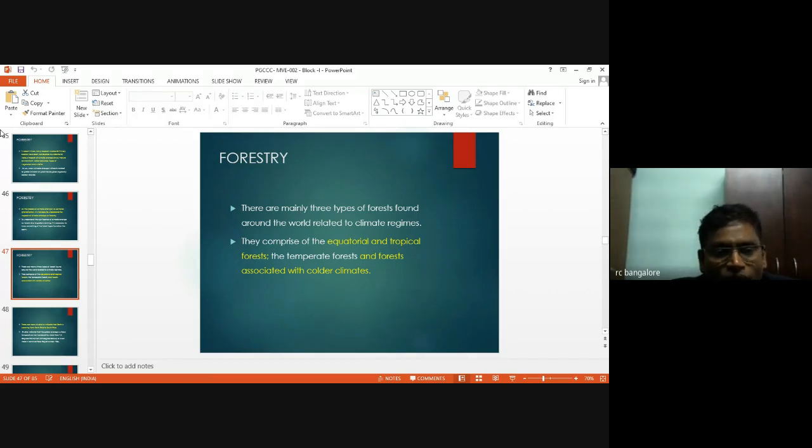There are mainly three types of forest found around the world related to the climate regimes. The climate determines the growth or the availability of a particular species, the fauna or flora, in a region. The climatic conditions are very important. So they comprise the equatorial and tropical forests, the temperate forests, and forests associated with colder climates. Accordingly, the forests are divided into three major categories.